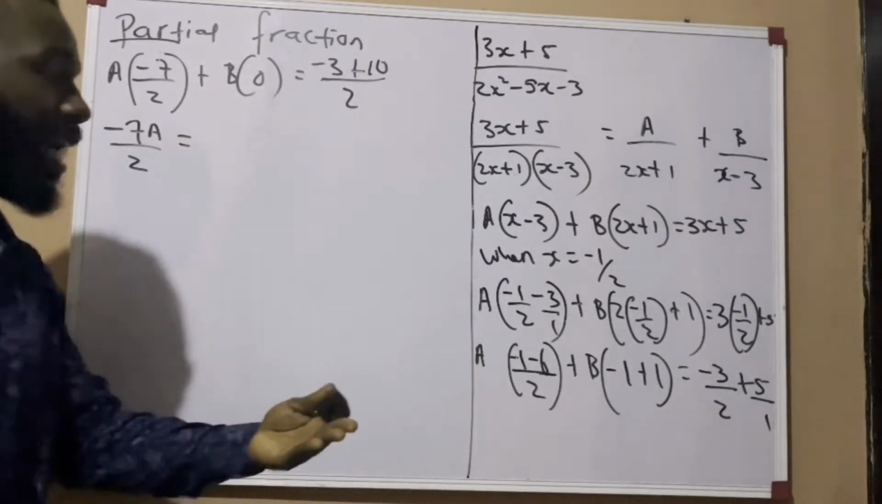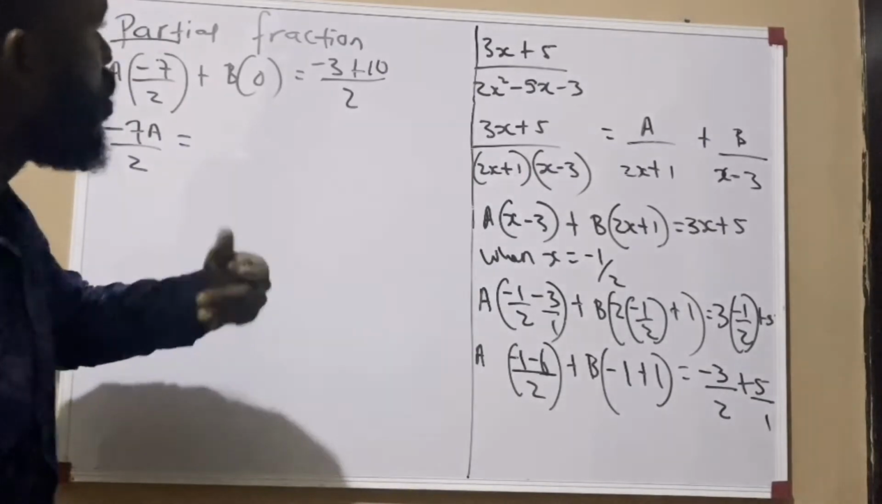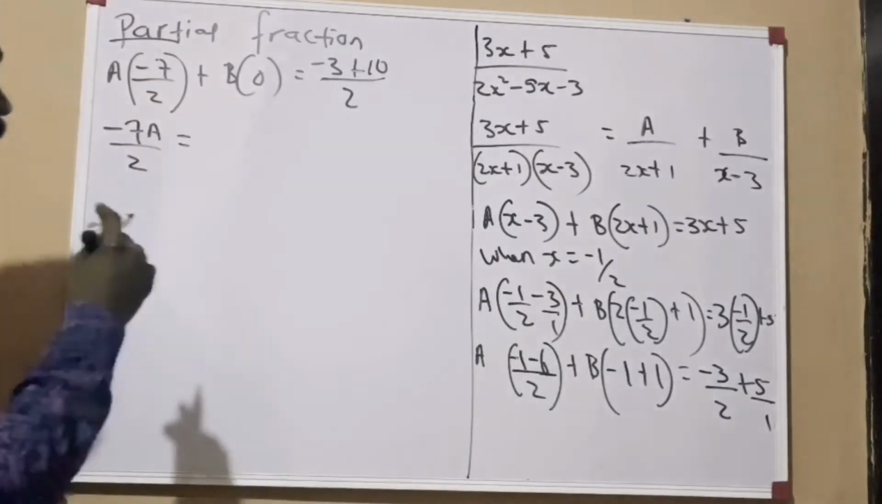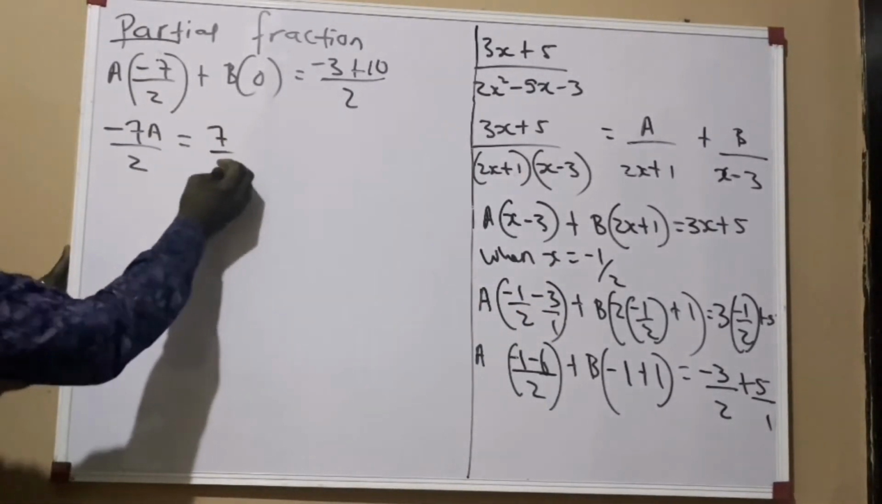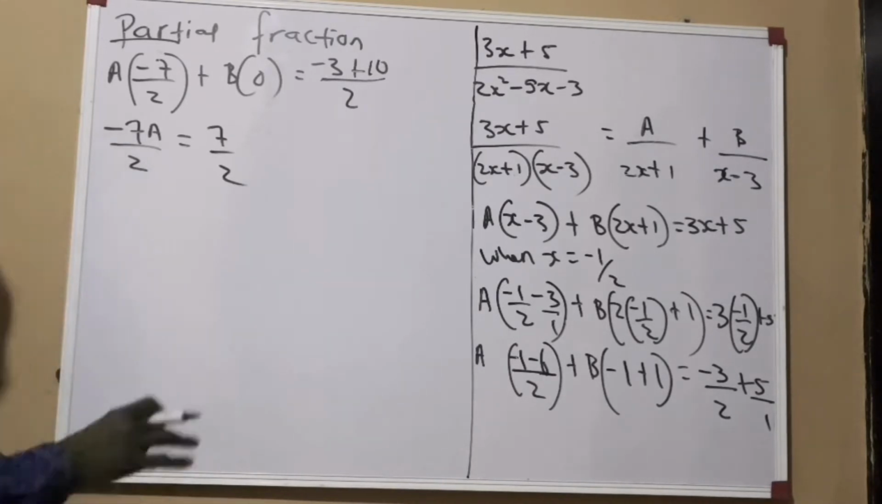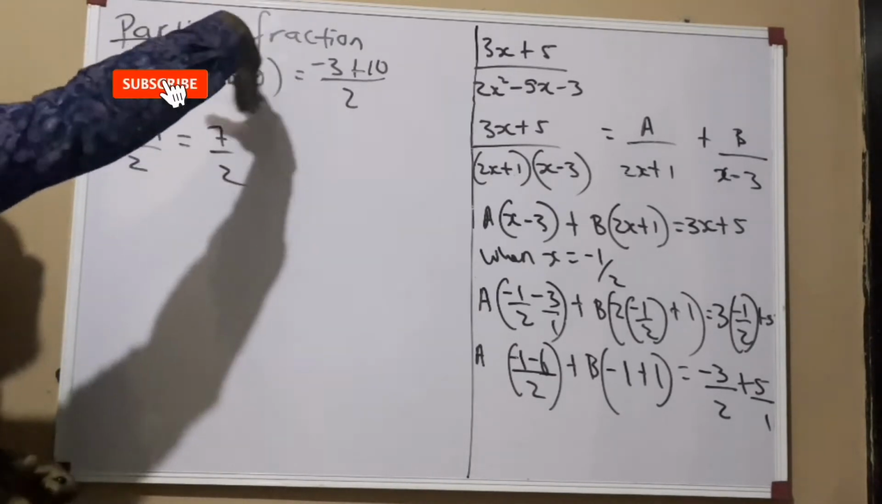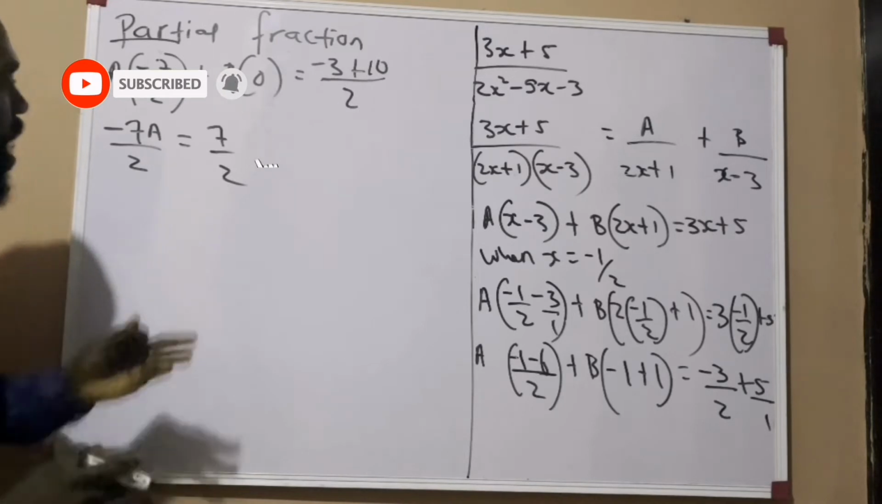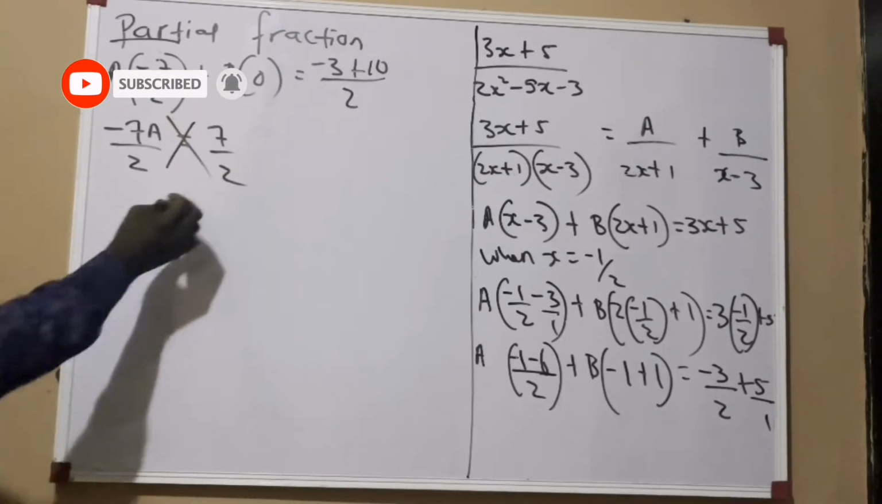Minus 3 means you owe 3, and plus 10 means you have 10. Now when you pay the 3, what do you have first? We have 7. So here becomes what? 7 over 2. Now for us to get a, finally you see our b is out. Our b is 0. So we have just 3. Now for us to get a, we are going to cross multiply.